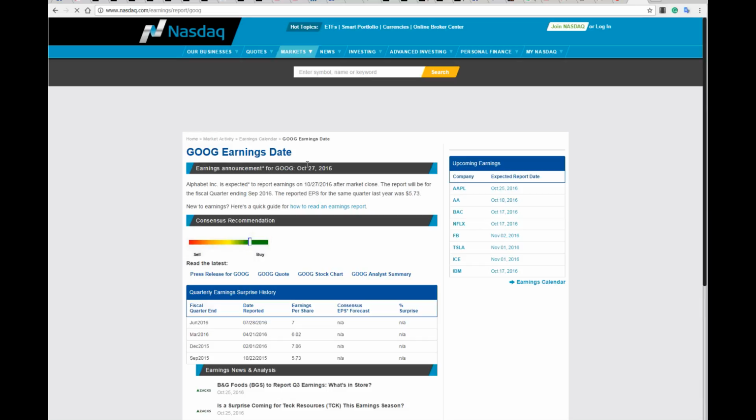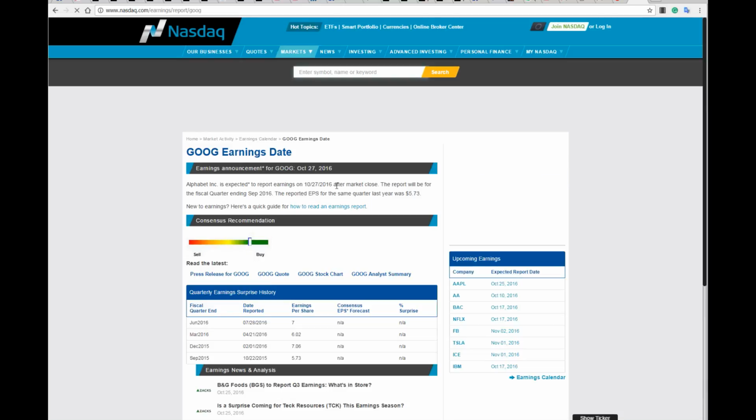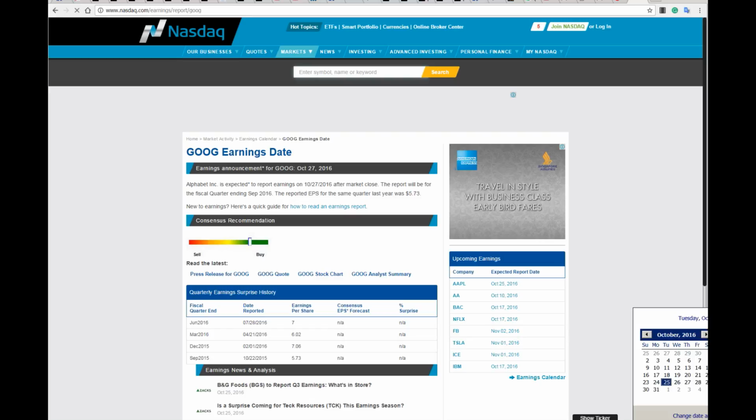Google is on 27 October, after market close. Means what? The white and the black moon again. So this trade is 27. Where is 27 October? 27 October is this Thursday after market close.